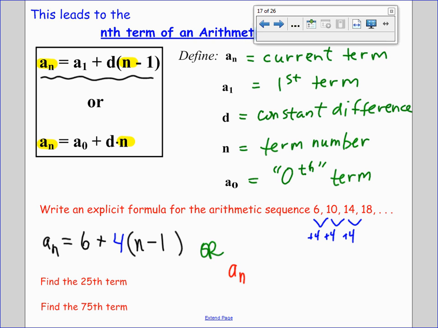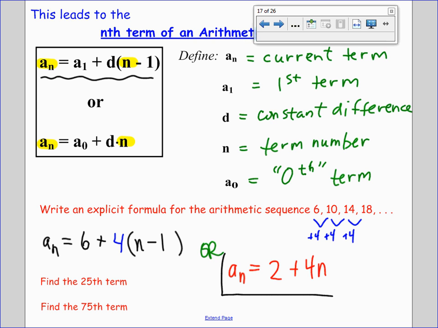So a sub n equals, my 0th term is not a member of the sequence, but could I get it? Yes, I'd count backwards 1. What would my 0th term be had it been here? 2. And so 2 would be my 0th term, and then plus 4n.